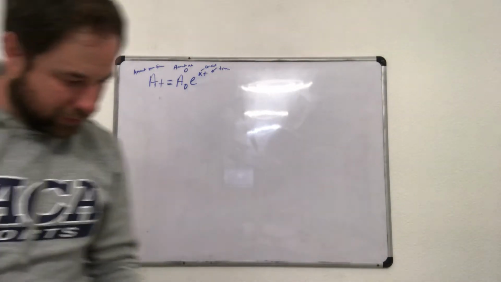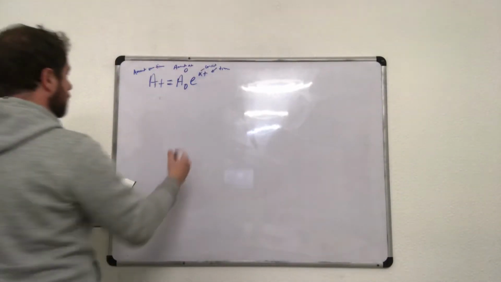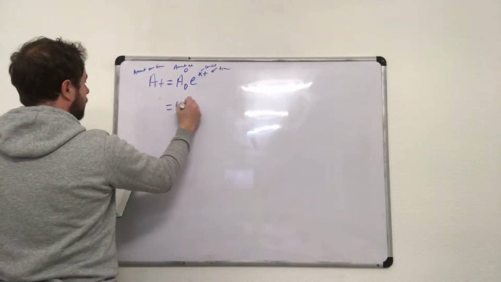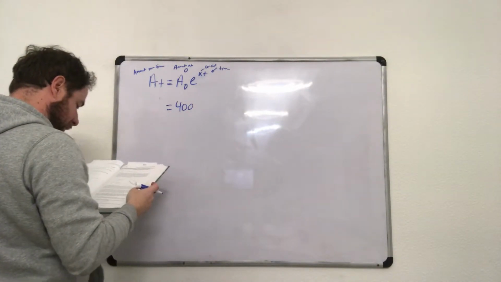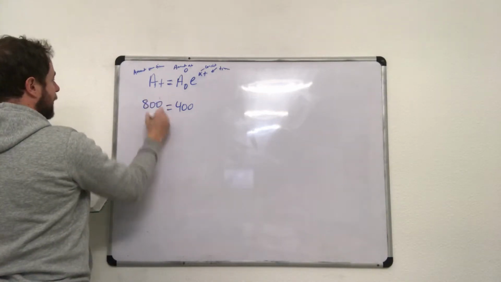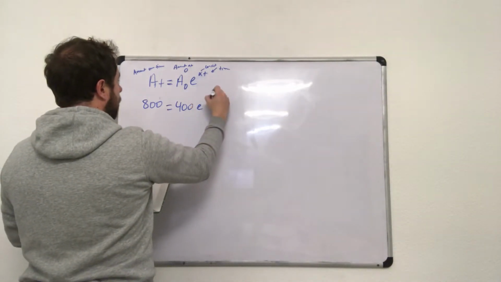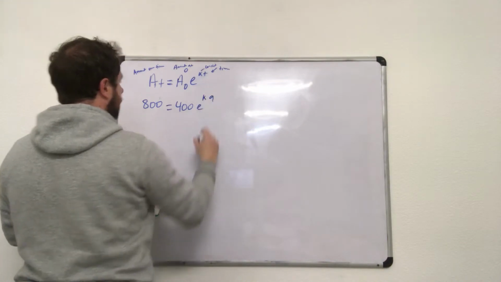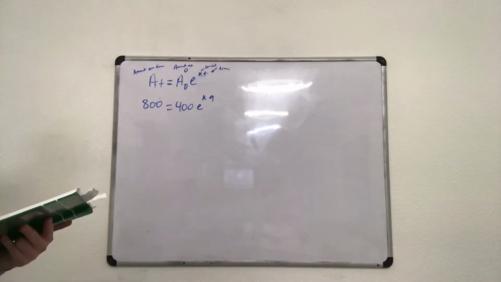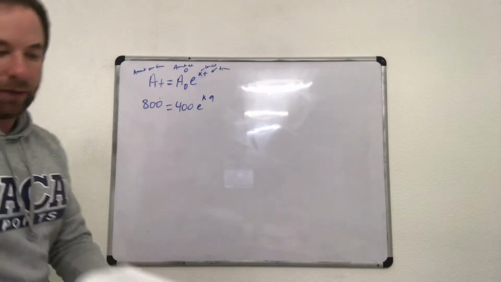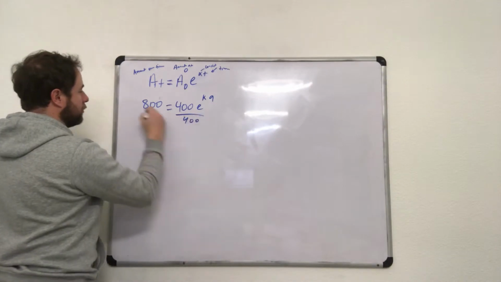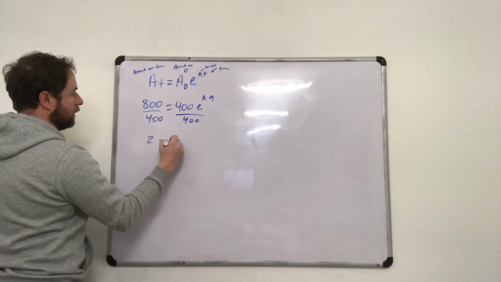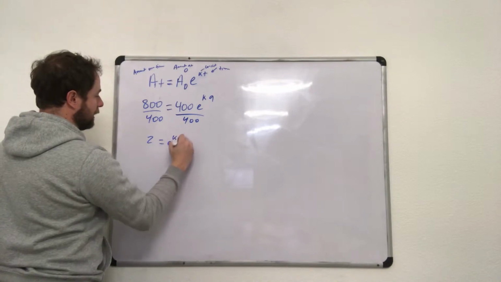So let's look at this first one here. It says the number of bacteria present at noon was 400. So amount at 0 is 400. Nine hours later, the bacteria numbered 800. So the amount over time was 800. What was the time? It was 9 hours. The constant we're going to have to solve for. Then they'll give us the next set of numbers once we know the constant. So we can divide both sides by 400. So 2 equals e to the k times 9.